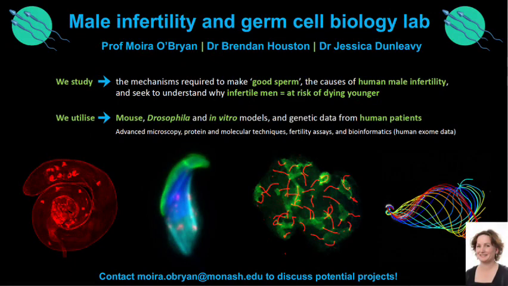The next research group studies male infertility and germ cell biology and is headed by Moira O'Brien. And she really tries to understand the mechanisms that are required to make good sperm and the causes of human male infertility, particularly trying to understand why infertile men are at risk of dying younger. She uses a range of models from mouse and Drosophila through to data informed from human patients.